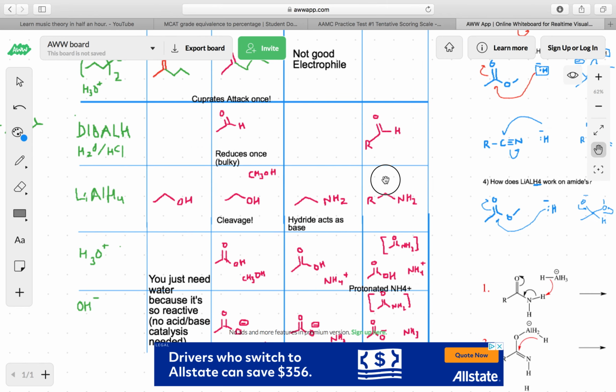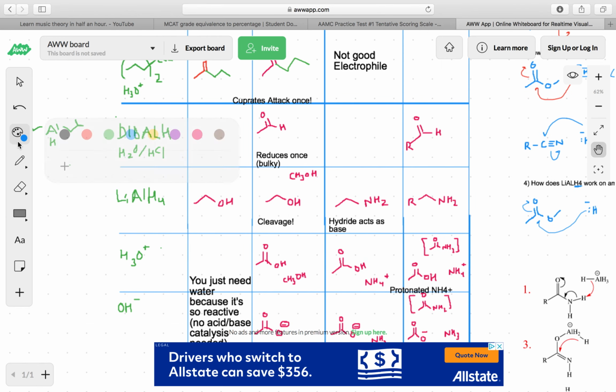So please, please, please take note of this one box. I feel like it'll show up on your exam because they like those types of trick questions. So it reduces it down to an amine. It doesn't reduce it down to an alcohol like the rest.